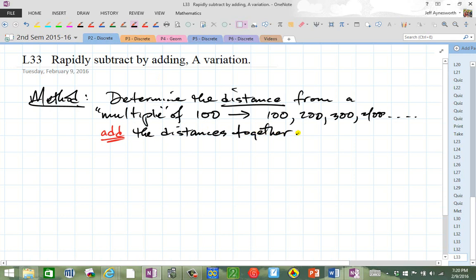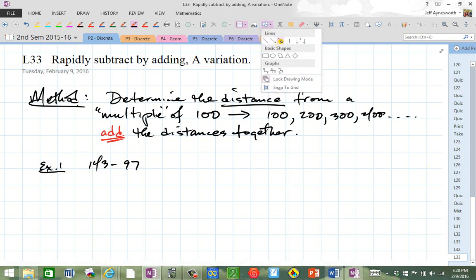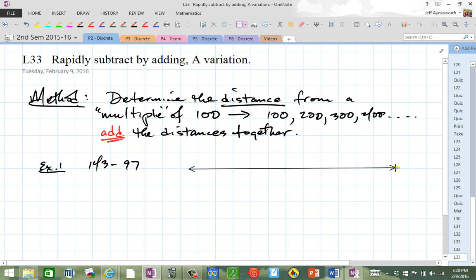All right, so check this out. This is what I'm saying. Let's take a really simple example, and then instead of doing it the old-fashioned way by borrowing, the way you were taught in grade school, we're going to do it a much faster way. I want you to be able to take 143 and subtract 97 just in your mind quickly. One way to think of it is using a number line. I'm going to draw a simple number line here, not to scale, just so that it makes sense.